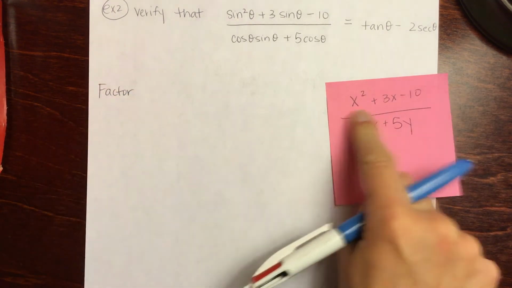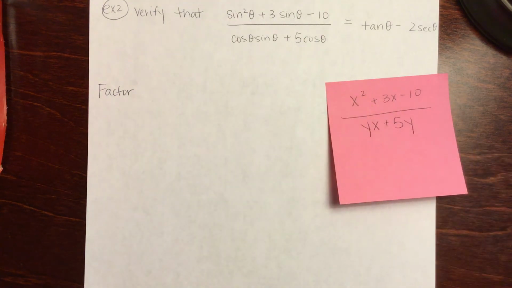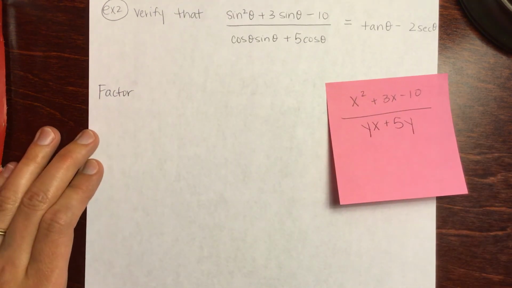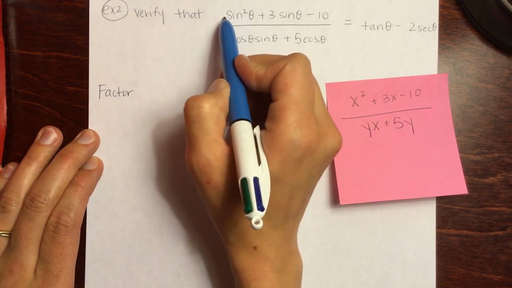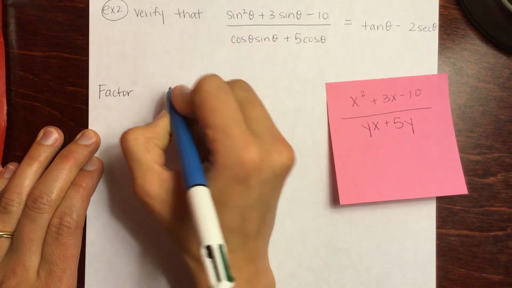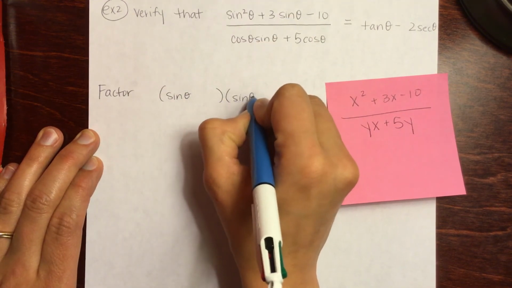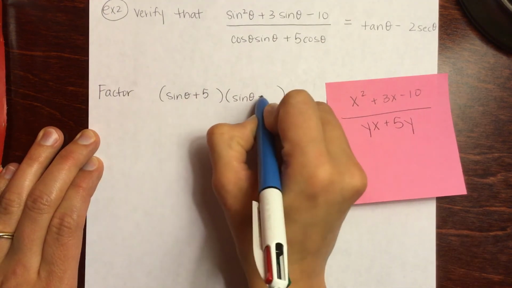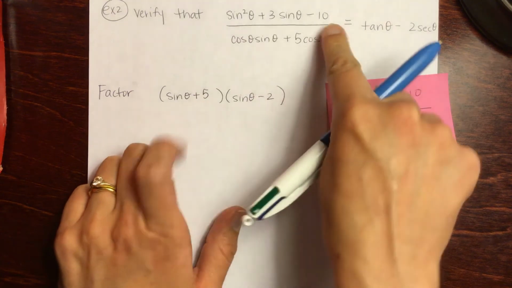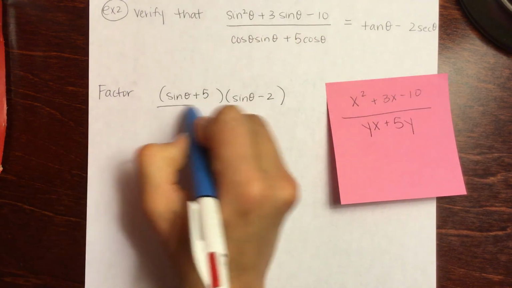I am going to factor this. I'm not going to leave it like this because you need to start getting used to factoring these types of things. In our next unit, we will do that a lot. So if I'm going to factor this, there's no number in front of my sine squared, so I need to think, what multiplies to negative 10 and what adds to positive 3? Positive 5 and negative 2. 5 times negative 2, 5 plus negative 2. So good, I factored the top part.